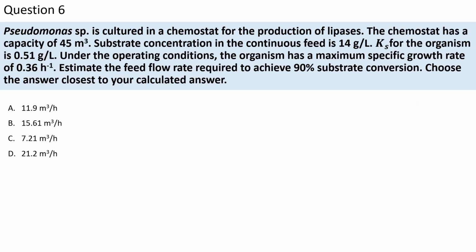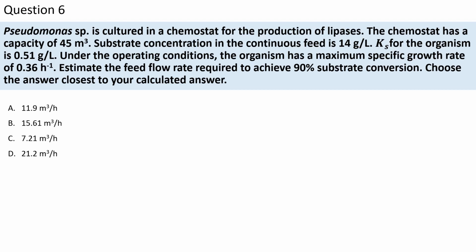Question 6. Pseudomonas is cultured in the chemostat for the production of lipases. The chemostat has a capacity of 45 meter cube. The substrate concentration in the continuous feed is 14 gram per liter. Ks for the organism is 0.51 gram per liter. The organism has a maximum specific growth rate of 0.36 per hour. Estimate the feed flow rate required to achieve 90% substrate conversion.